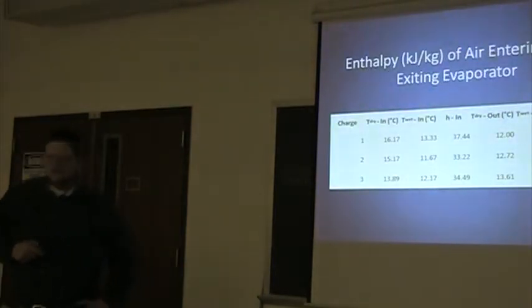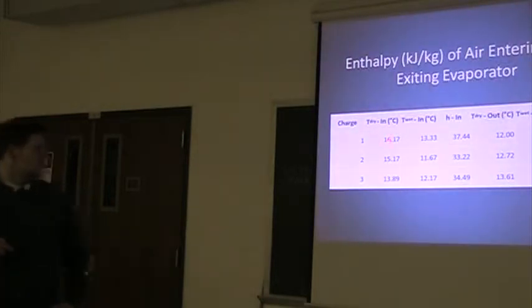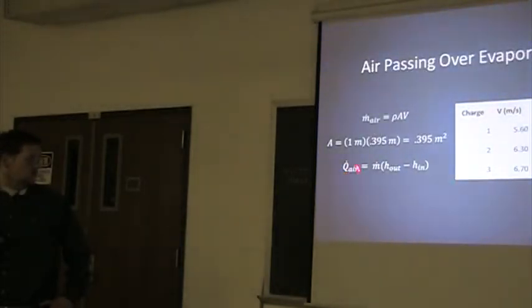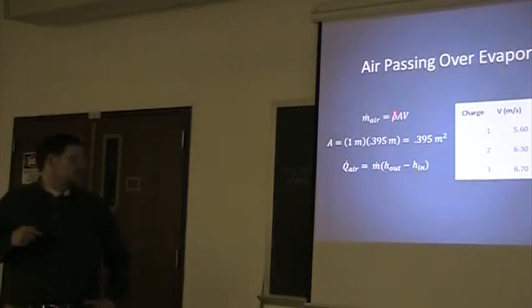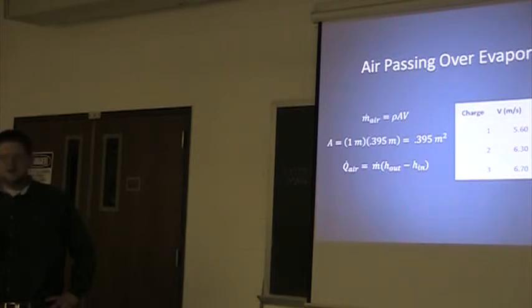Other information we took in addition to the freon measurements, we recorded the wet and dry bulb temperature for the air entering and exiting the evaporator. What this did for us was allow us to calculate the enthalpies of the air as it entered and exited the evaporator. This was then used to find the heat flow rate from the air. We also needed the mass flow rate of the air to do that. We found the mass flow rate of air from the density of air times the area of the intake pathway times the intake velocity. Again, as you see here, as we decrease the charge, decrease the amount of freon in the system, the rate of heat transfer out of the air decreased.